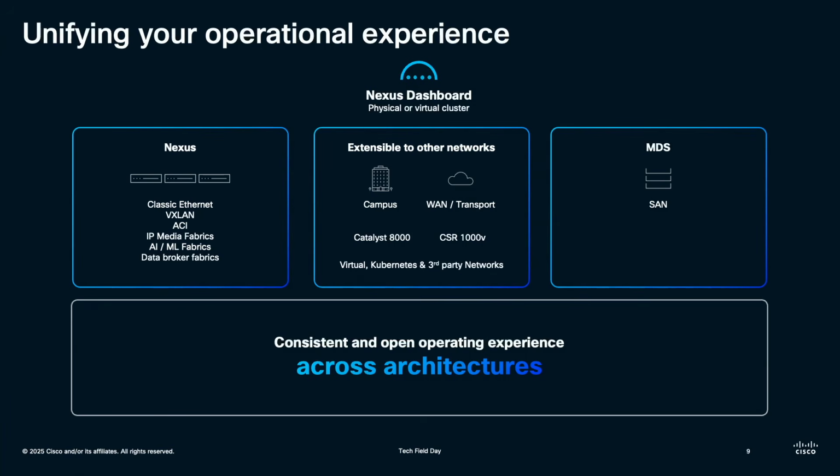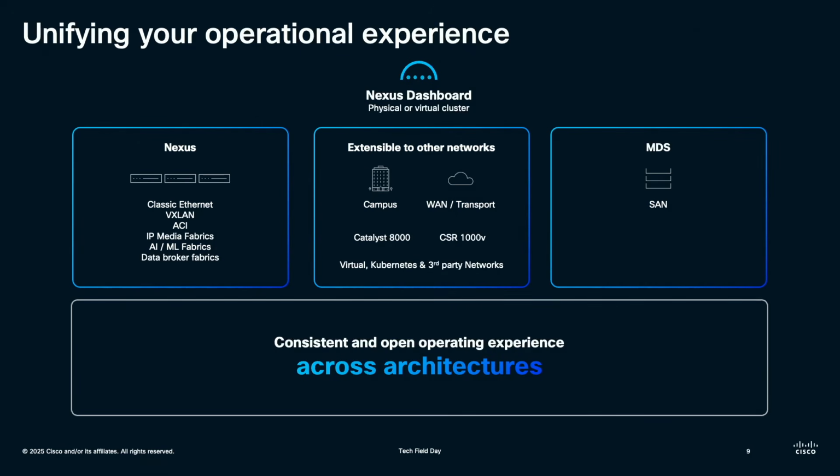With Nexus, you can enable a variety of architectures. I talked about NX-OS, I talked about ACI. In NX-OS, you can implement VXLAN or just classic Ethernet. You can create fabrics for media, you can create fabrics for AI/ML. All these various types of fabrics can be automated, with complete device lifecycle management, with Nexus Dashboard.